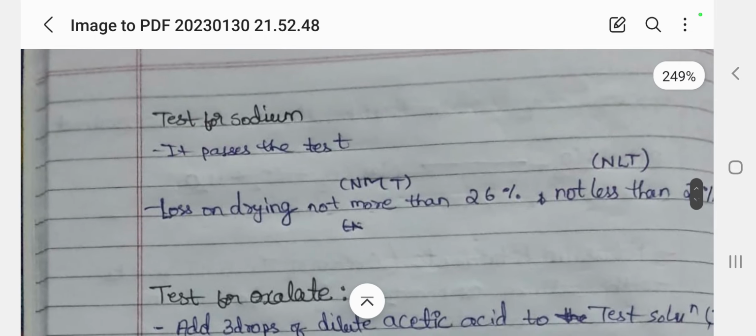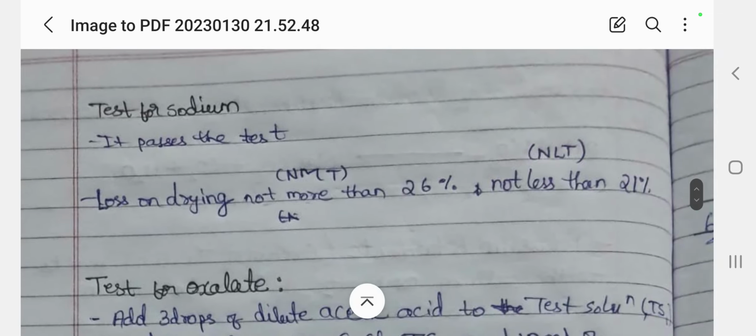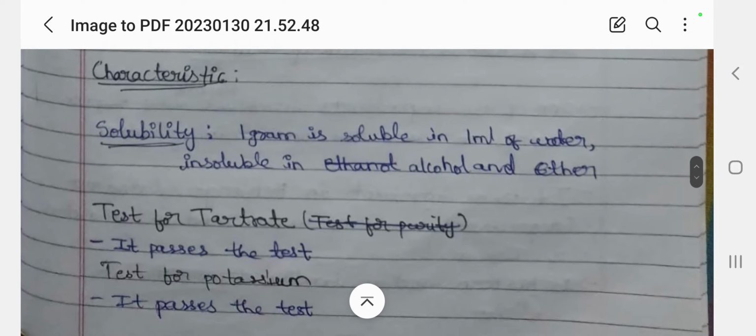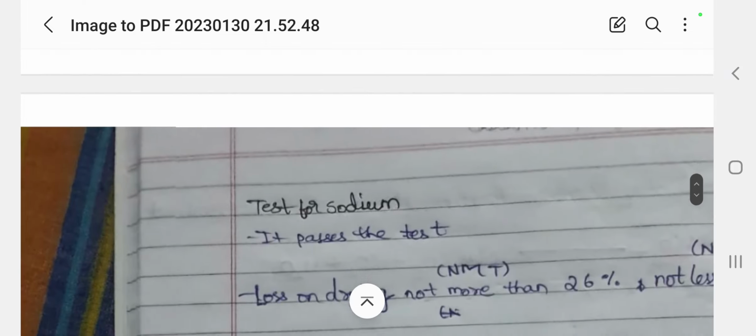Next, loss on drying: not more than 26% and not less than 21%. So these are all the tests for characteristics, or we may say the tests for purity.